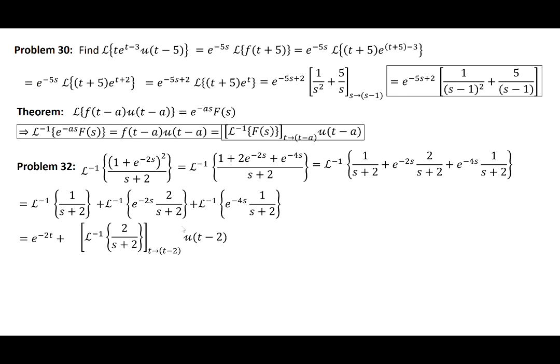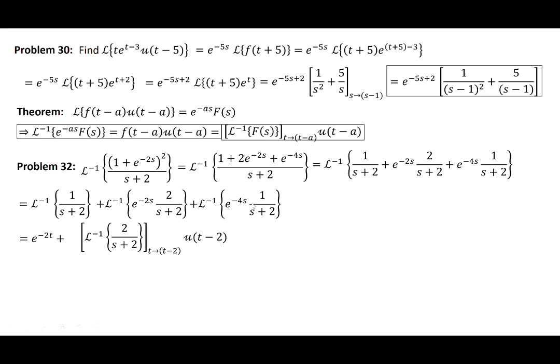Ta-da! Okay. Laplace inverse of, where the heck are we? All right. We needed to find the Laplace inverse of this. Does this look like Laplace inverse of e to the negative as times f of s? Yep. F of s is 2 over s plus 2. So Laplace inverse of that f of s, but we apply a shift, t shifted by t minus a, in this case t minus 2. Be sure to multiply by u of t minus 2. This is what I'm talking about. Failure to do that will result in a few points being taken off.